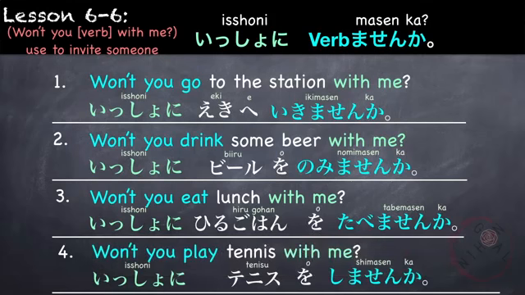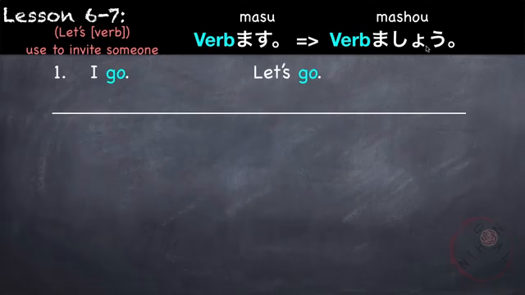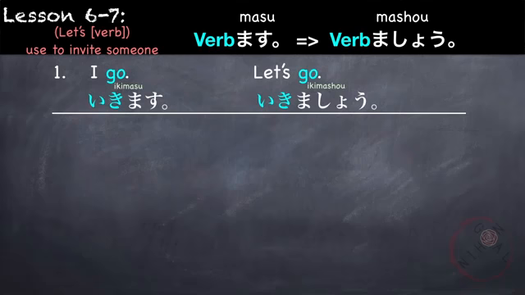You can answer the following questions by saying yes, sure, or はい、いいです. Or you can use the next grammar pattern, which is verb ましょう, or let's verb or let's do an action. This could also be used to invite someone. So you just change mas into ましょう. Verb ましょう. For example, I go. So the mas form of go is 行きます. Change that to let's go and it becomes 行きましょう.